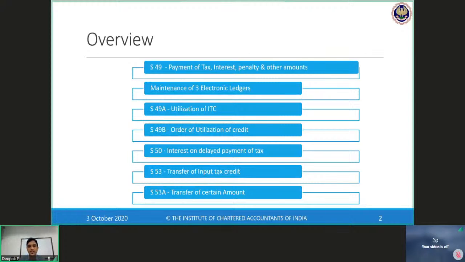Then section 53 talks about transfer of input tax credit. What is this transfer of input tax credit? It is not that you have to transfer to somebody or somebody will transfer to you. This is transferred by the government authorities at their end. How the Central government will transfer credit to the state, and how the state transfers credit to the Centre, we will read and understand in section 53. Then 53A is transfer of certain amount.